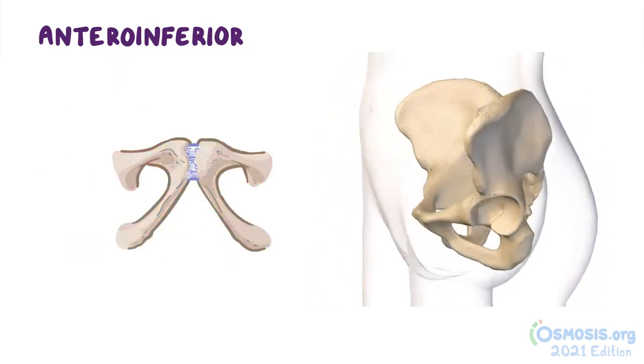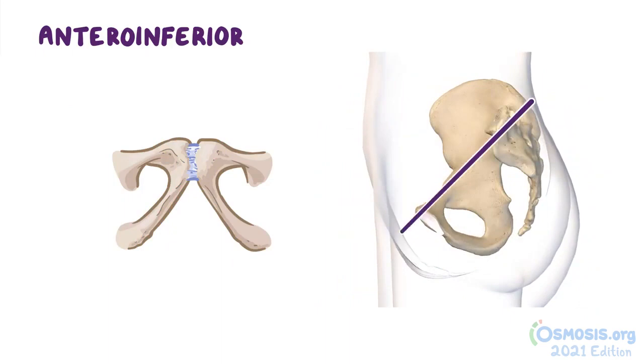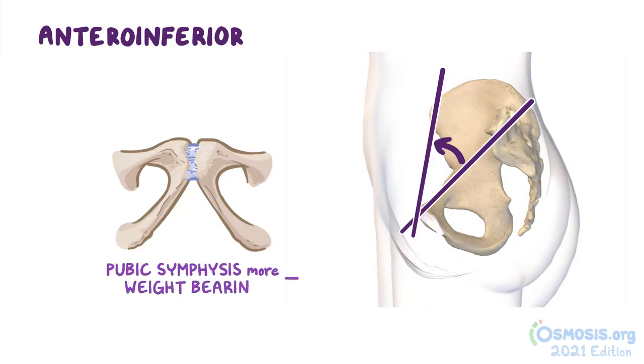Now, in an anatomical position, the pelvis is tilted in the anterior-posterior plane, making the pubic bones and pubic symphysis act more like a weight-bearing floor than an anterior wall.